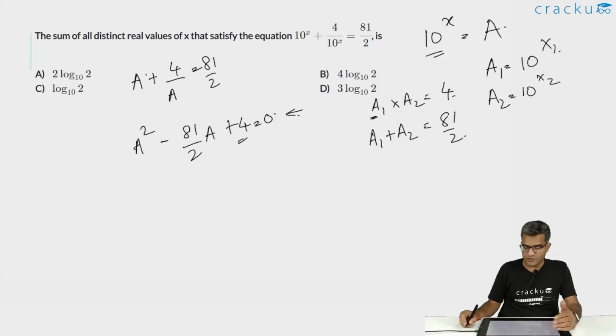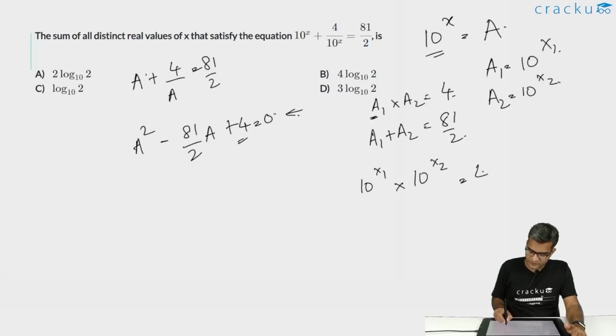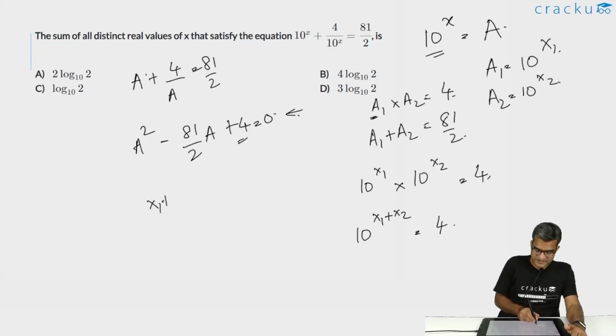What we are essentially told over here is that 10 to the power x1 into 10 to the power x2 is equal to 4, or the value of 10 to the power x1 plus x2 is equal to 4, or the value of x1 plus x2 is equal to log of 4 to the base 10, which is equal to 2 log 2 to the base 10, which is option A.